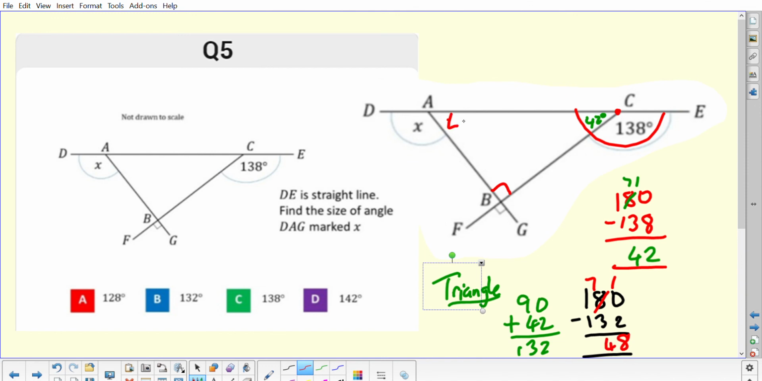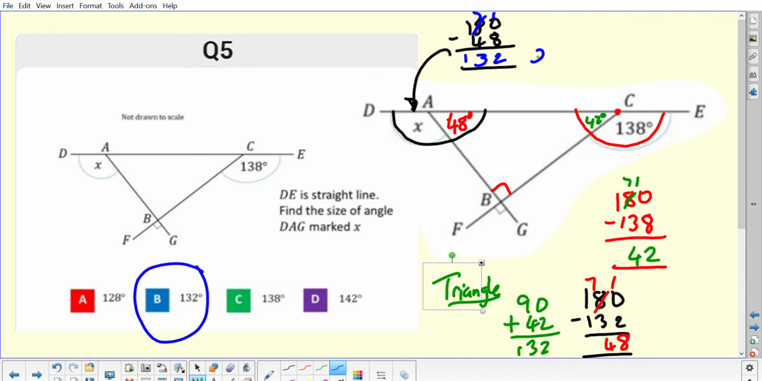So now that we've got this one here as being 48, the last bit we want to do is make use of the fact that these two here are making a straight angle. So we can work this one out by doing 180, take away the 48 degree angle, and if we do that, we're going to have an answer of 132, and that is of course answer B that you're looking for. So your x is 132 degrees.